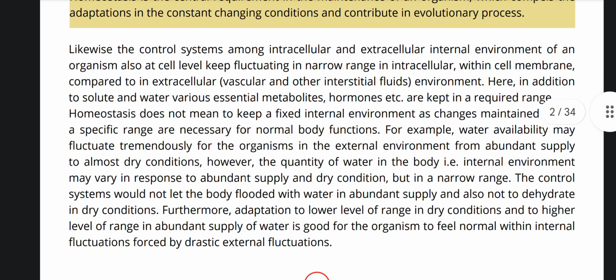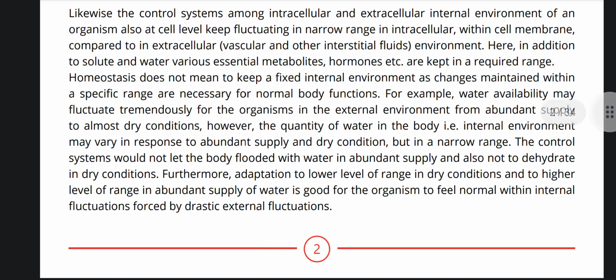Likewise, the control systems among the intracellular and extracellular internal environment of an organism, also at the cell level, keep fluctuating in a narrow range in the intracellular environment within the cell membrane, compared to the extracellular, vascular and other interstitial fluid environment. Here, in addition to solutes and water, various essential metabolites, hormones, etc. are kept in a required range.